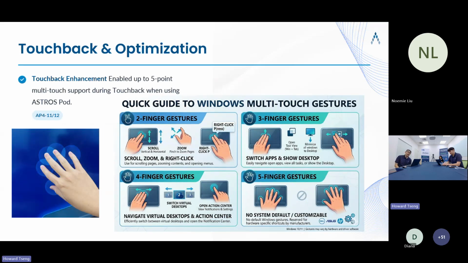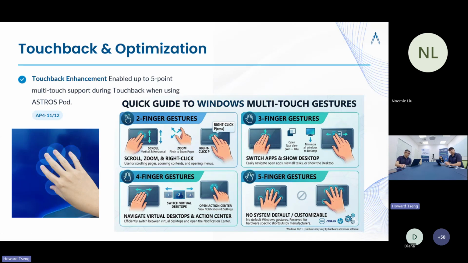Okay, this part is touchpad and touchpad enhancement. As Alan said, AP4 supports multi-touch. What is multi-touch? We can enable up to 5-point multi-touch support on the touchback when using the ASTROS Pod, which means that, as you can see on this slide, when we connect the touchback to the station and our display, we can use multi-touch with up to 5 fingers. You can see the guide here. If we use a 2-finger gesture, we have a different function. 3-finger, 4-finger, and 5-finger also have different functions.